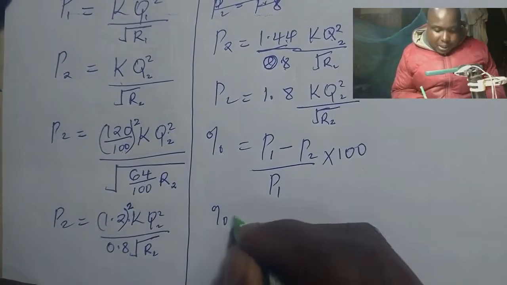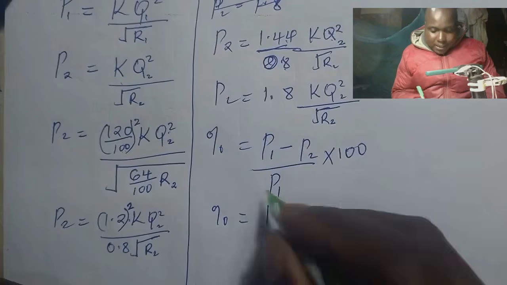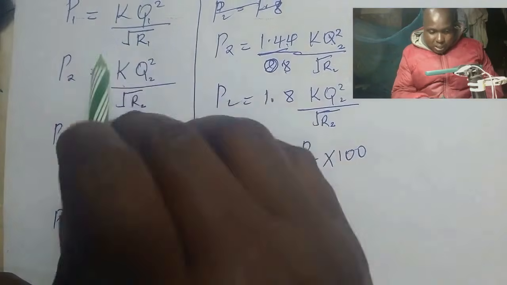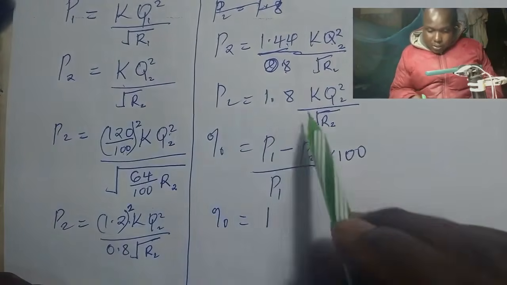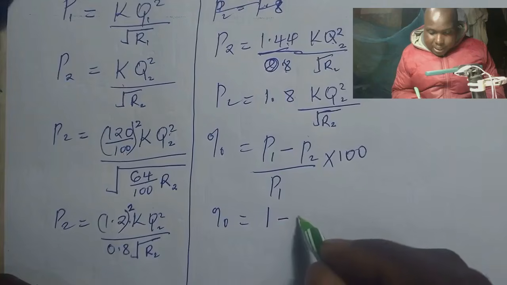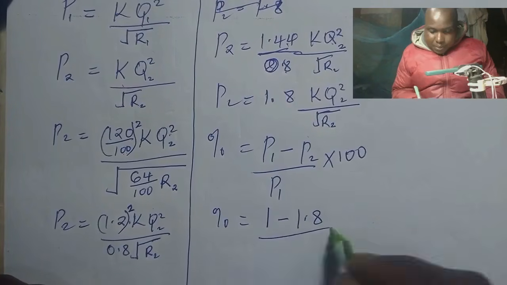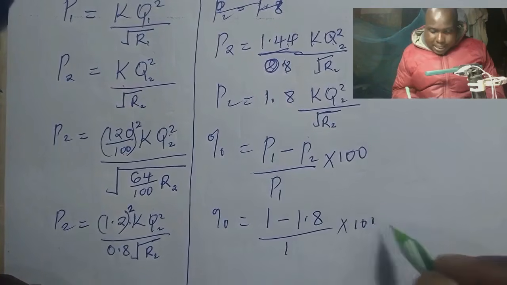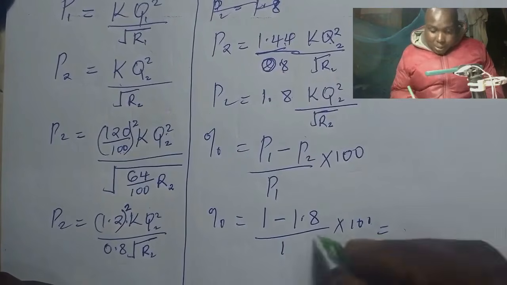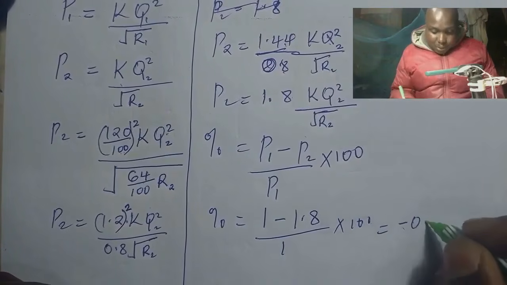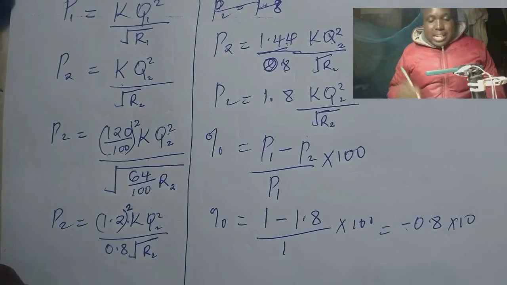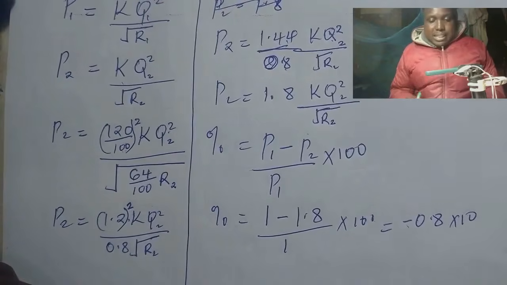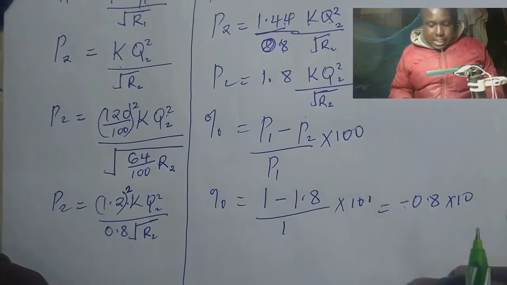So percentage increase is equal to 1, because for P1 the coefficient is 1. Here the coefficient is 1.8, minus 1.8 divided by 1 times 100. So you find that this one is negative 0.8 times 100. So when it is negative, it means it was a decrease.